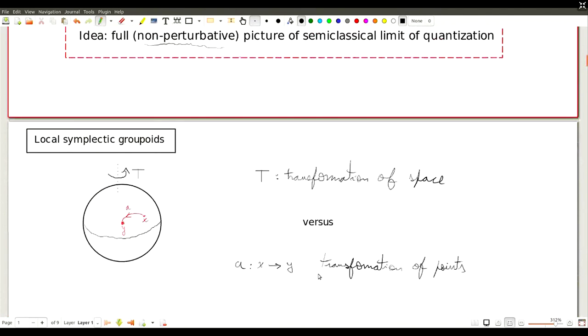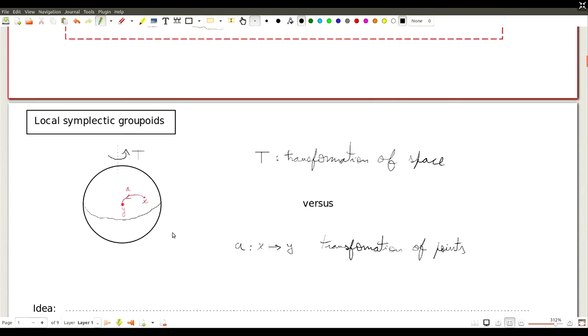Well, the first thing that I want to do is briefly introduce local symplectic groupoids. Many of you know this from before, but if you are not familiar with this notion, one can think of two types of transformations. One are transformations of spaces that can be applied to any point of the space. And you also can consider collections of transformations of individual points. So this arrow A, you can think of it as a transformation of this particular point into this other particular point. And if you try to apply it to some other point, well, you just can't.